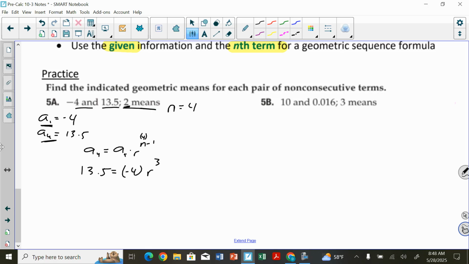Now I have to work backwards here. So I'm going to divide by -4. So that's going to give me R cubed equals like -3.375. Then I've got to take the cube root here to get R equal to -1.5.